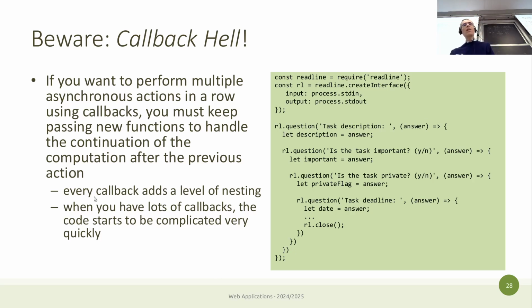But as you see, every callback adds a level of nesting, so it's inconvenient. And when you have a lot of callbacks, the code starts to be complicated very quickly. So this leads to the so-called callback hell. It's messy code in short.